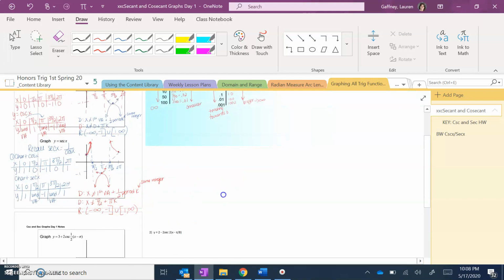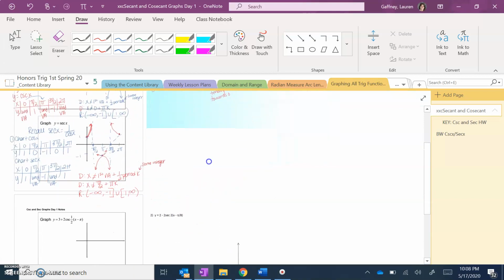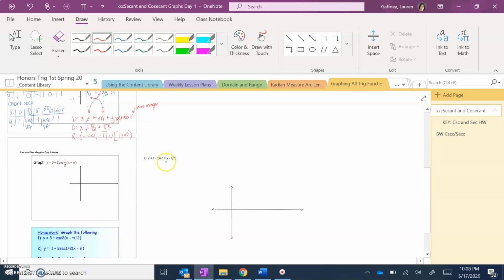Okay? Now, in the next video, just because I'm short on time, I'm going to go through 2 examples that actually have transformations done to the graph.